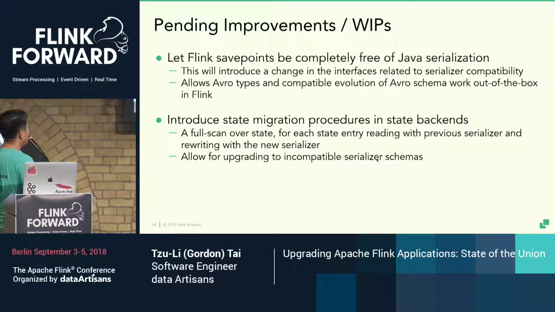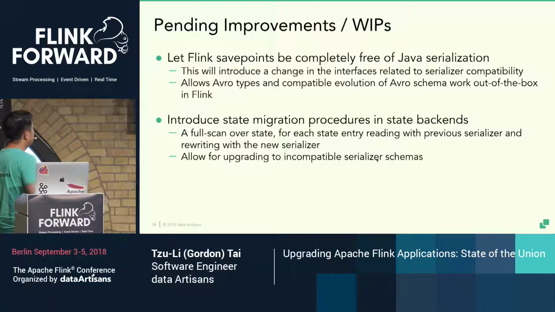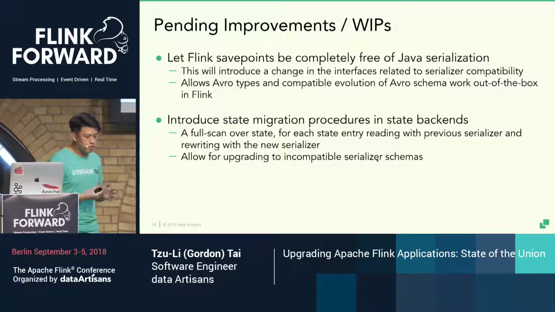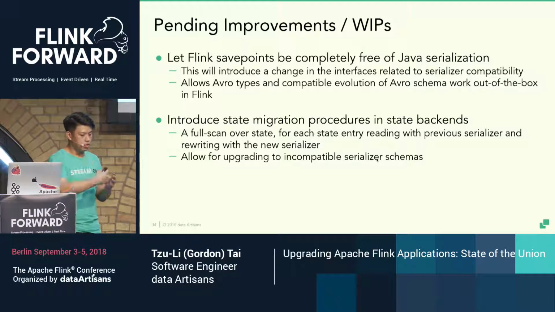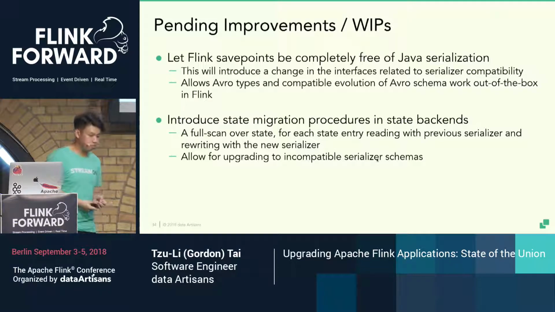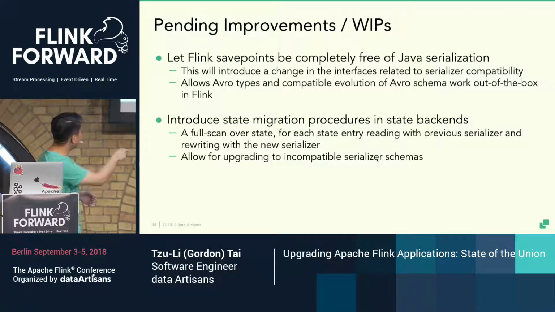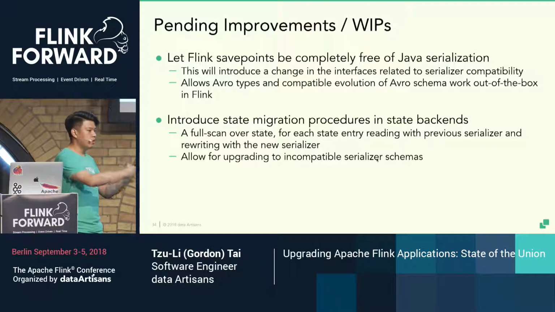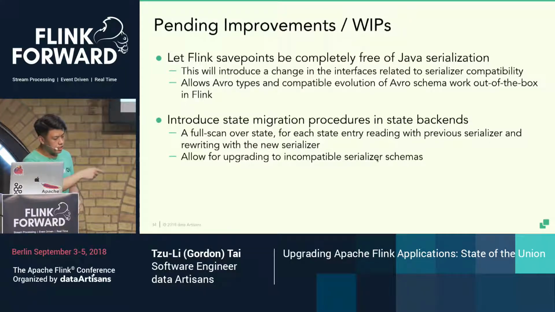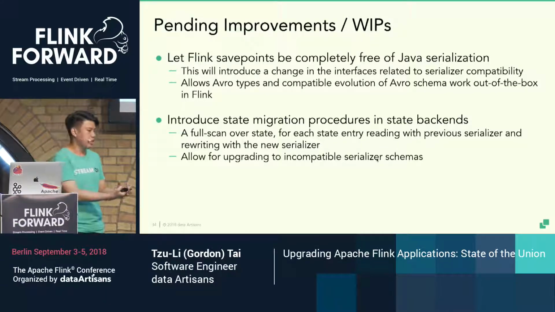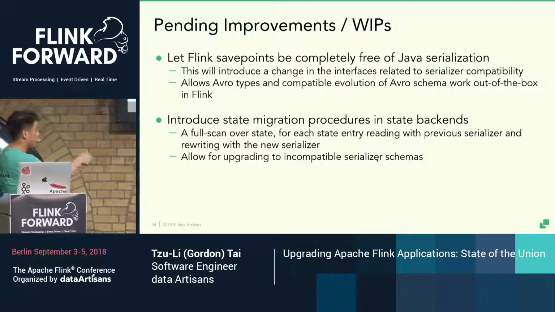I'll discuss the potential new interfaces in a sec. And as I mentioned, this should allow Avro types and compatible evolution of Avro schemas to work out of the box. And the second part, after we introduce this, we would also introduce state migration procedures in state backends, which is that full scan, read of old, write of new. And with this procedure, we would be able to allow upgrading to incompatible serializer schemas. For example, if your Avro schema is completely incompatible, then it should trigger this state migration procedure.